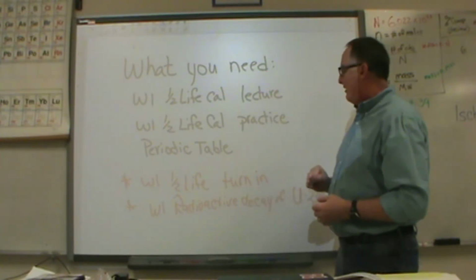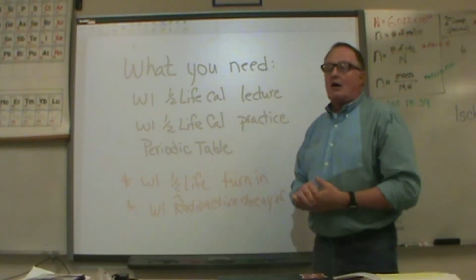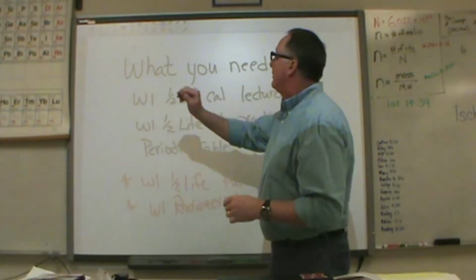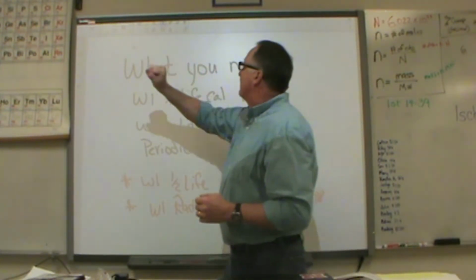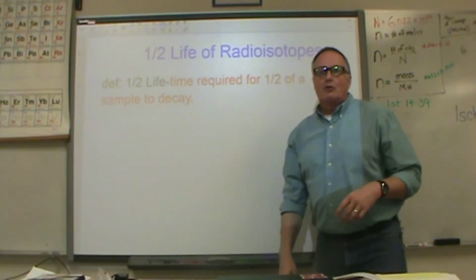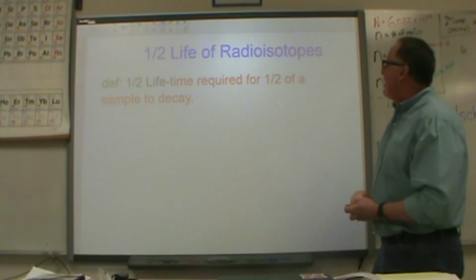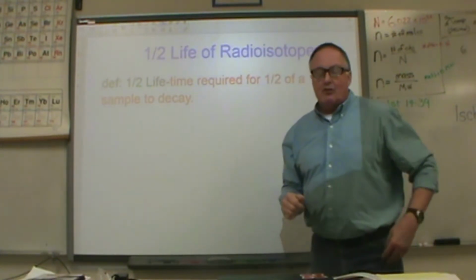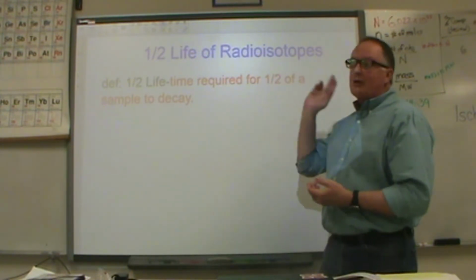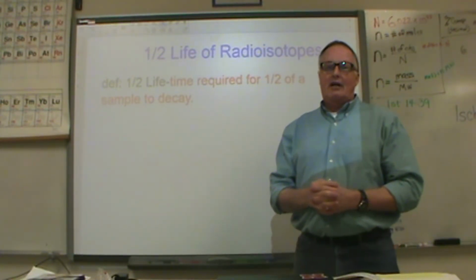All right, so if you have those things, then we'll get started. If not, obviously you can just turn me off, pause me, and go get them and then start it up again. Okay, so the first thing we're going to do is half-life calculations, and the half-life of any radioisotope, any radioactive element, is the time required for half of it to decay.